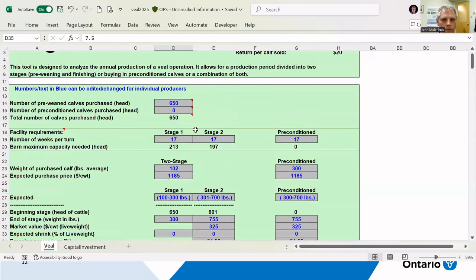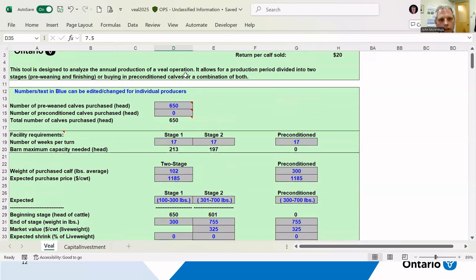So that's some of the ways you can use the tool, and that's the beauty of the tool. You can make all of these changes, and the idea is to have all of your own numbers in here, and then start changing them, seeing what the impacts are, and trying to make decisions based on this information. So that's the COP tool.